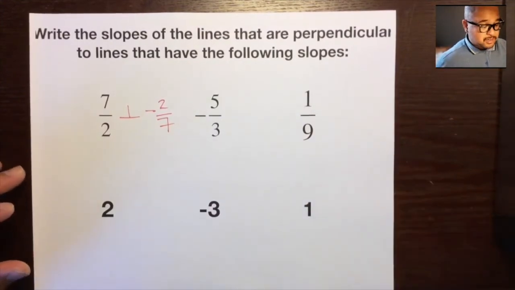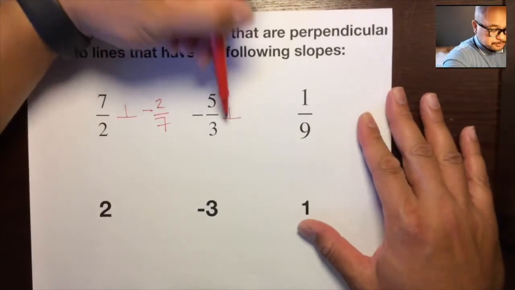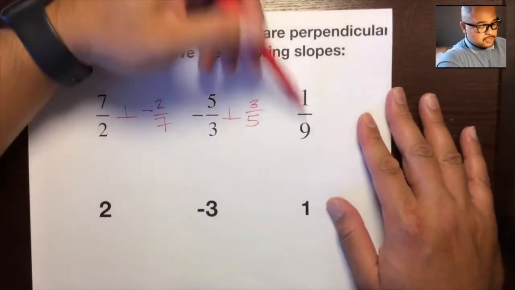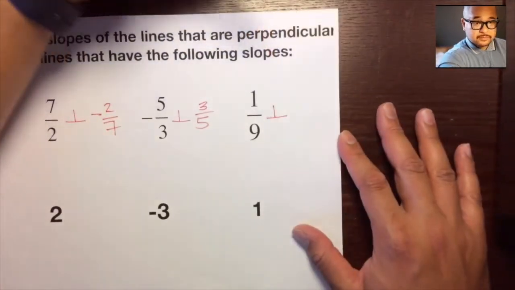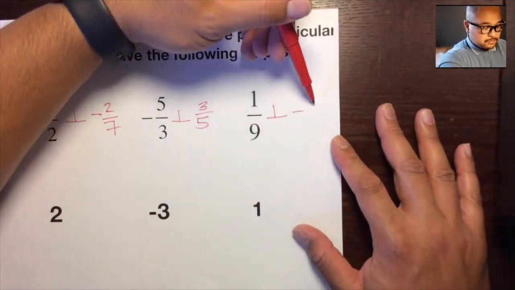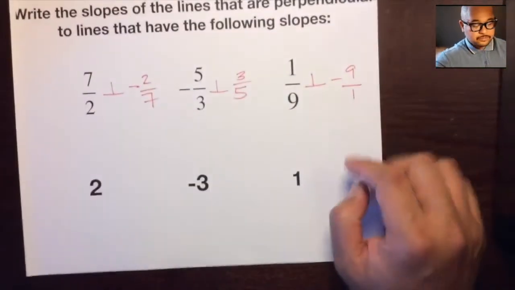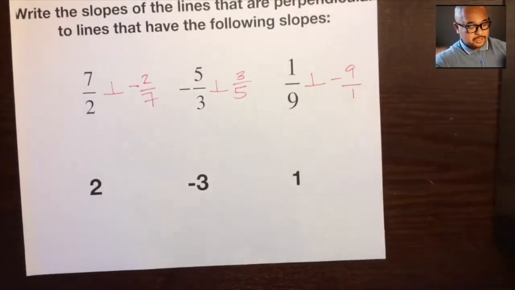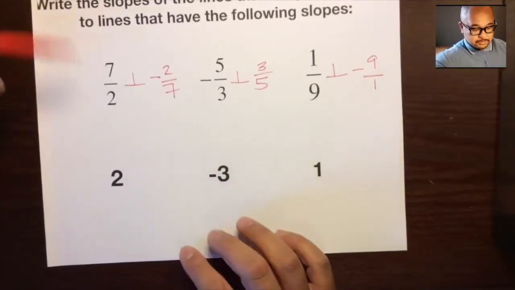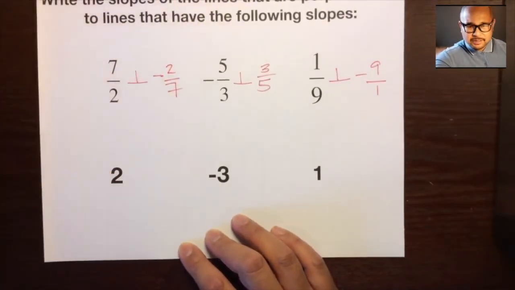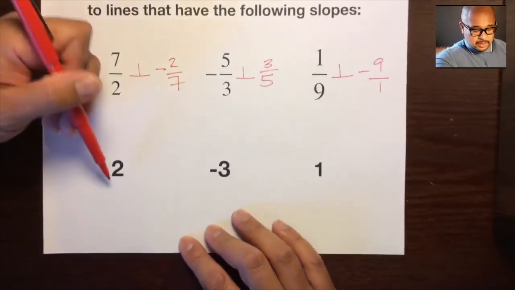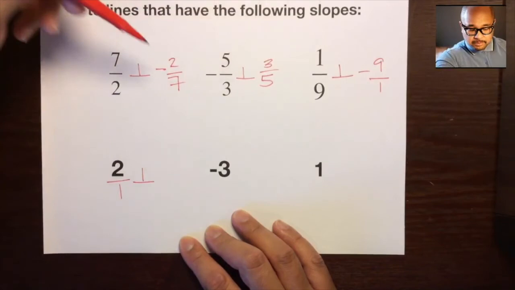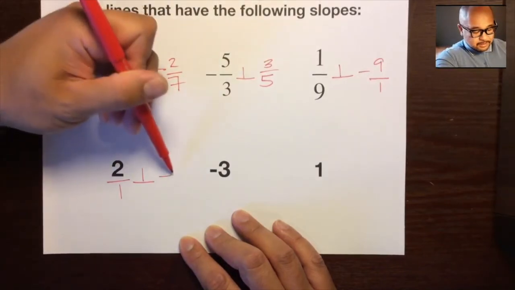All right, unpause. So this one would be positive 3 over 5. This one would be negative 9 over 1. Okay, so if we had a line with a slope of 1 over 9, then its perpendicular line would be negative 9 over 1. This one, well, let's make this into a fraction. This is a whole number, so let's make it 2 over 1. And its perpendicular slope would be negative 1 over 2.